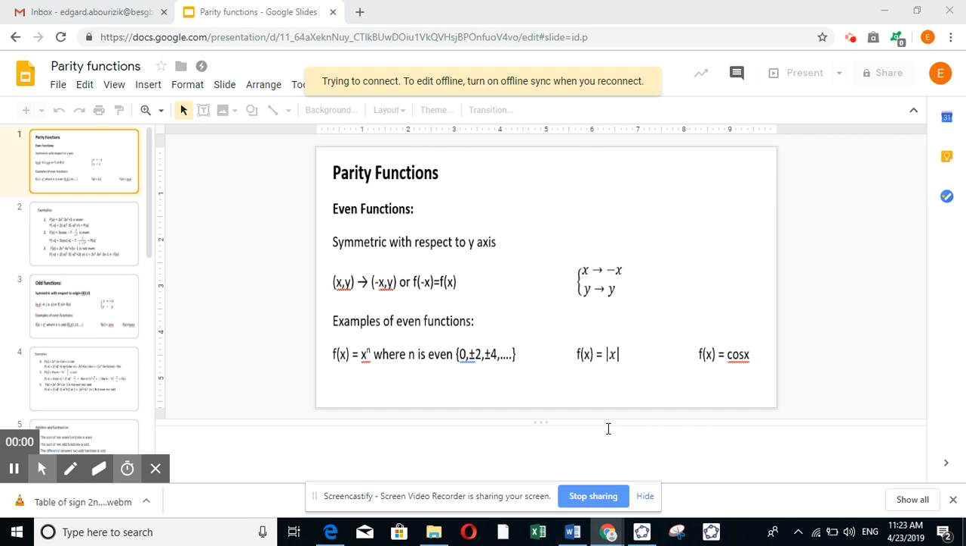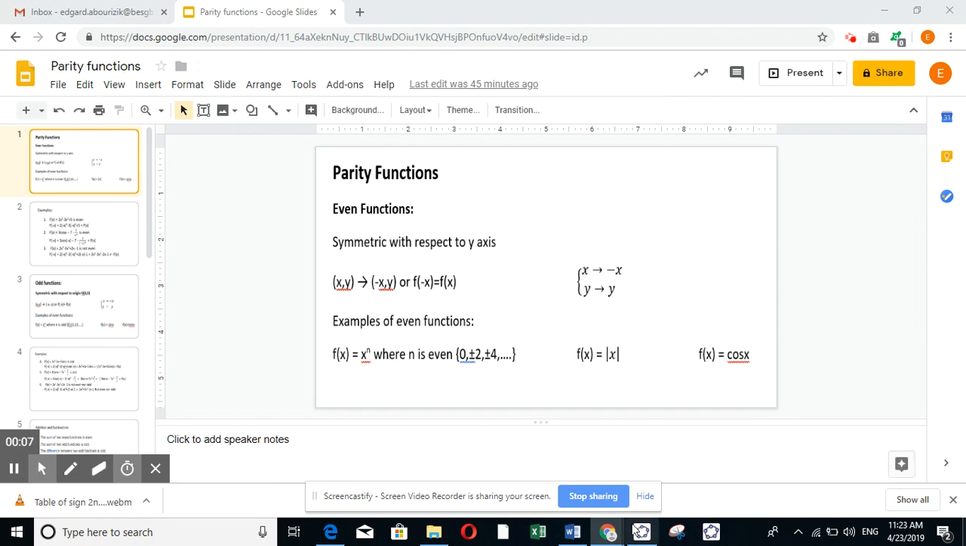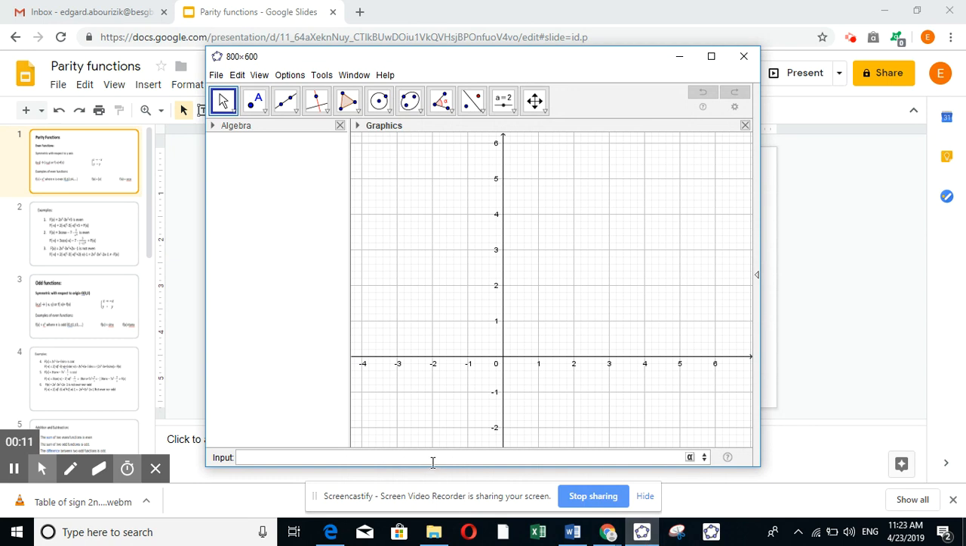Hi students, our study today is about parity function. First of all, I want to discuss what we mean by even function. Before we start with the arithmetical definition, let us go to the graph, to GeoGebra.